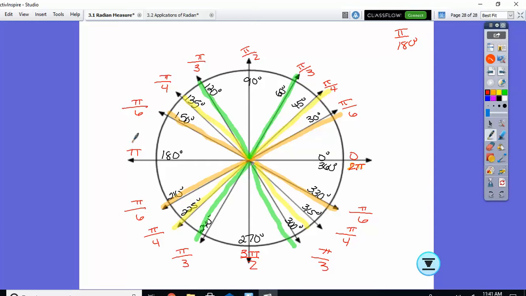In the second quadrant, the numerator is 1 less than the denominator. So this would be 5 pi over 6, 3 pi over 4, 2 pi over 3. Third quadrant, the numerator is 1 bigger. So that's 7 pi over 6, 5 pi over 4, 4 pi over 3. What was the pattern in the fourth quadrant? Double minus 1. So 6 times 2 is 12, minus 1 is 11. 4 times 2 is 8, minus 1 is 7. 3 times 2 is 6, minus 1 is 5. And we filled out our whole circle.